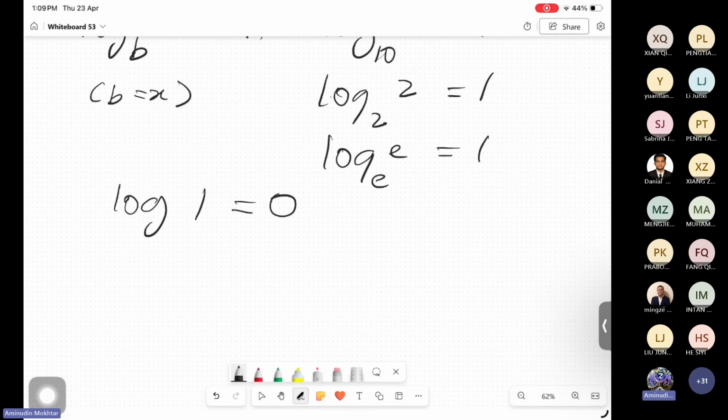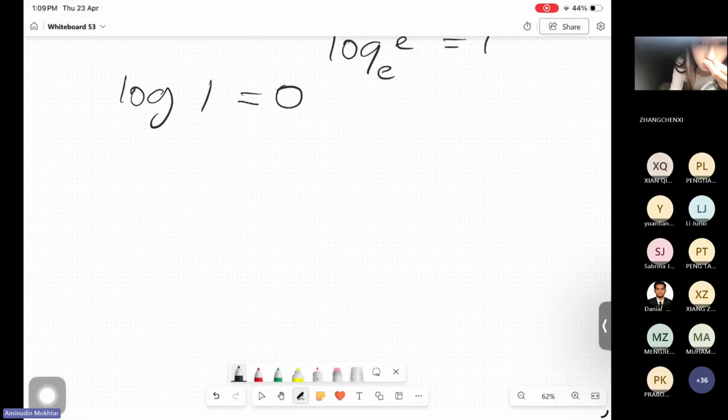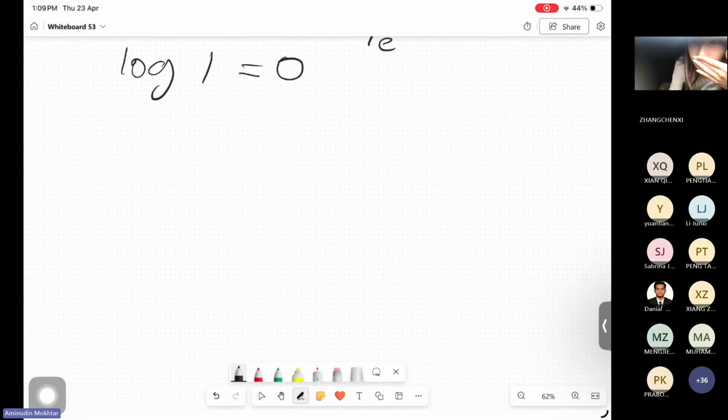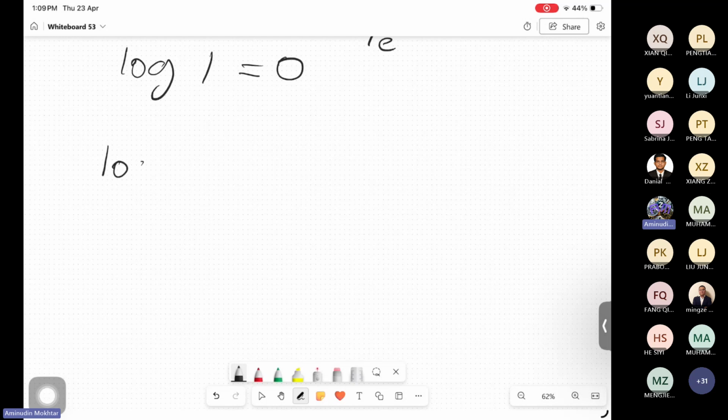And then, okay, how to change the base, the value of the base of the log. Let's say I have this log with base b, log b of m. Now I would like to change the base into the log a. Let's say we want to change the base b from b to a.